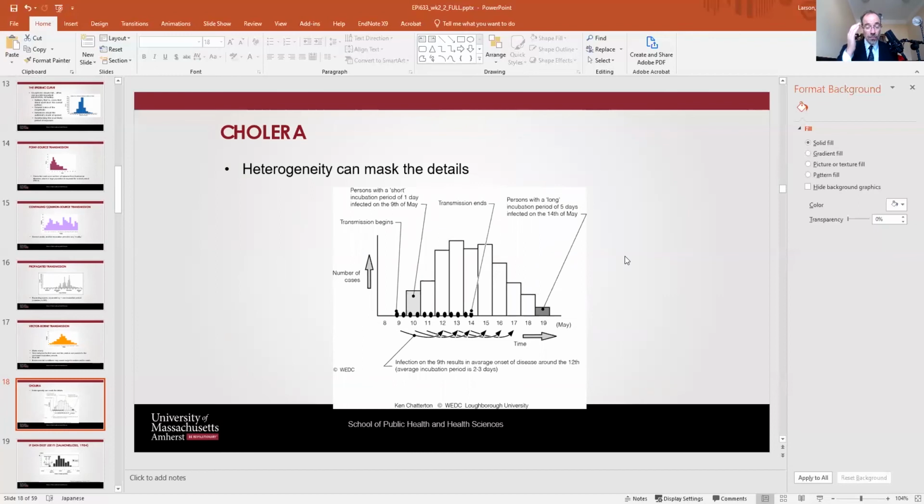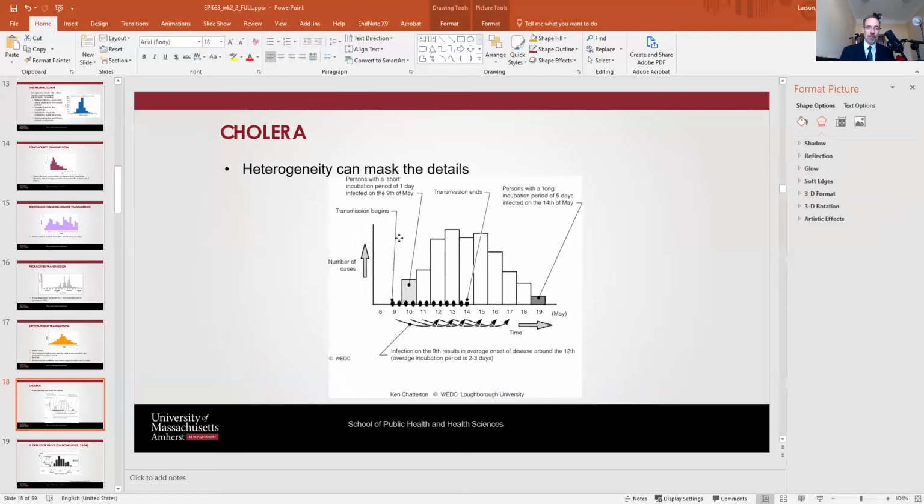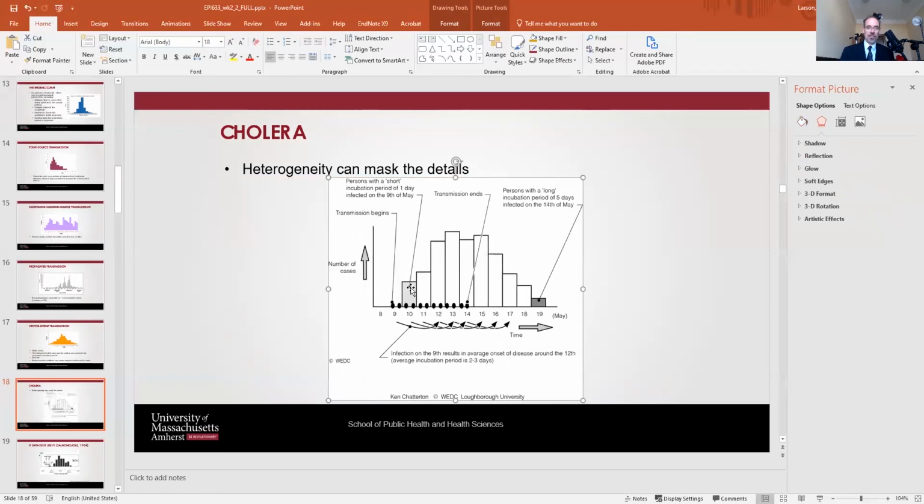Cholera. Heterogeneity can mask the details here. So we've got a beginning of transmission here at May 9th. And again, number of cases on the y-axis, time on the x-axis. Persons with a short incubation period of 1 day are infected on the 9th of May. And then these cases come out here.